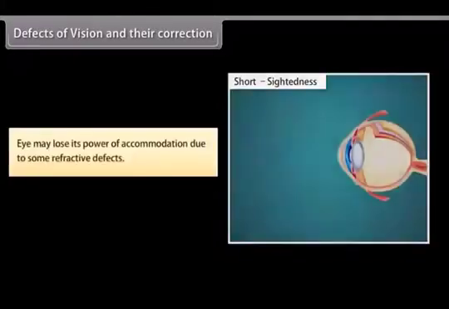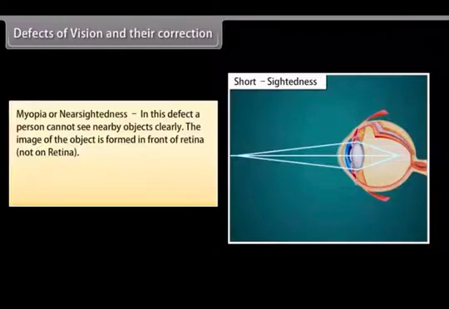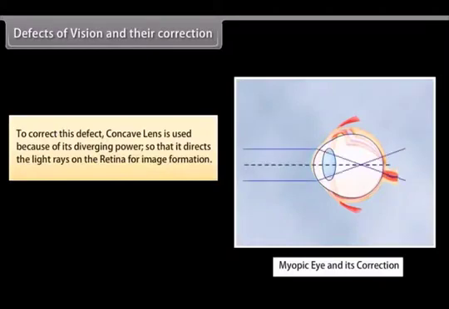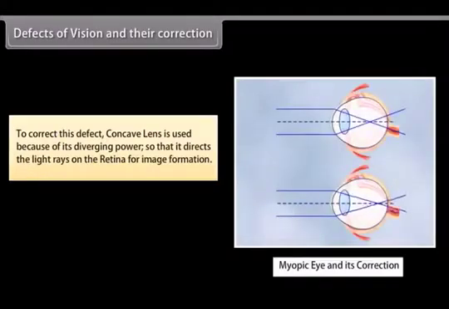Defects of vision and their correction. The eye may lose its power of accommodation due to some refractive defects. There are 3 such defects. Myopia or nearsightedness. In this defect, a person cannot see nearby objects clearly. The image of the object is formed in front of the retina. It is caused either due to elongation of the eyeball or due to excessive curvature of the eye lens. To correct this defect, a concave lens is used because of its diverging power, so that it directs the light rays onto the retina for image formation.